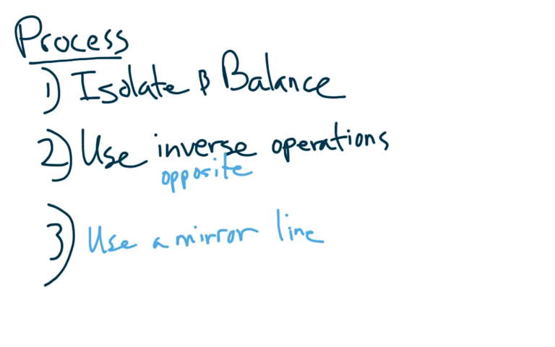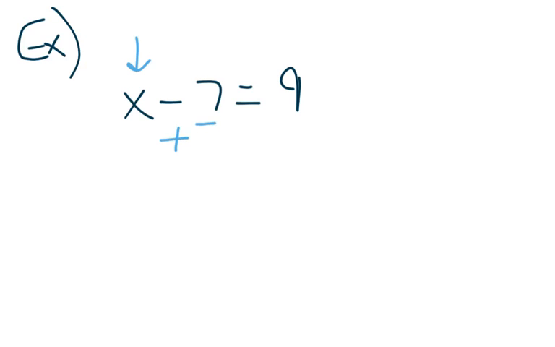So now, with that being said, let's do some examples. Let's say we have the equation x minus 7 is equal to 9. The first step is to isolate and balance. We want to get x all by itself. So we've got to ask ourselves, what's happening to x? Right now, we're subtracting 7 from x. So we want to use the inverse, which would be adding 7.